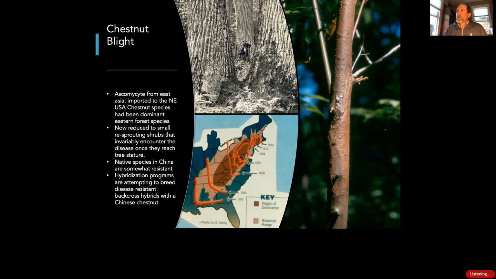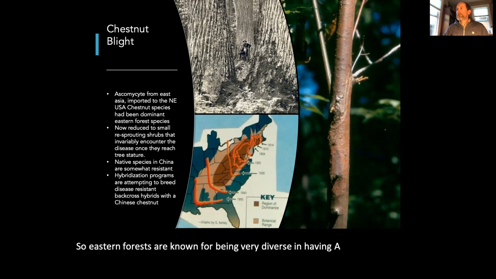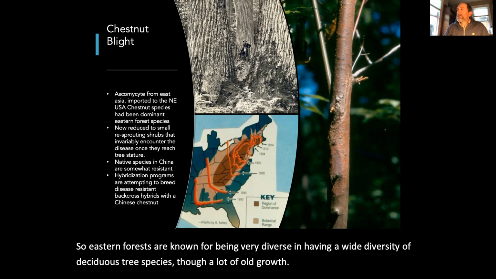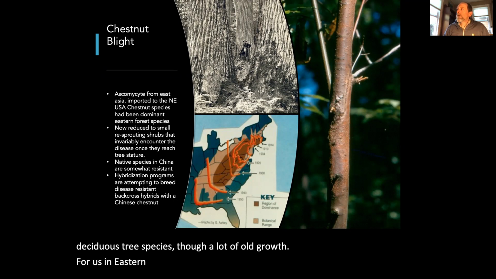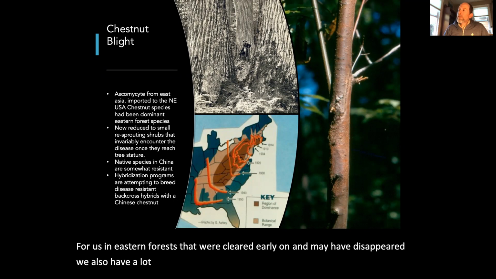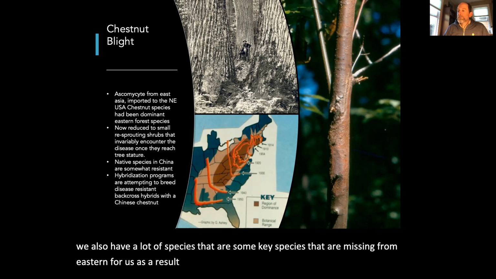So eastern forests are known for being very diverse and having a wide diversity of deciduous tree species. Though a lot of old growth forests in eastern forests were cleared early on and may have disappeared, we also have some key species that are missing from eastern forests as a result of exotic pathogens.